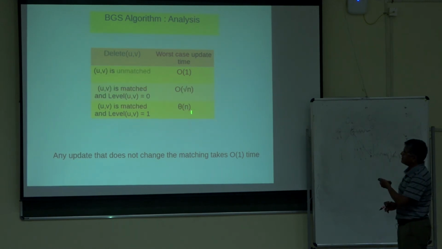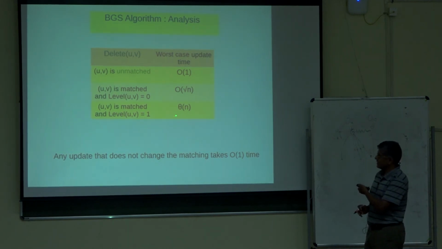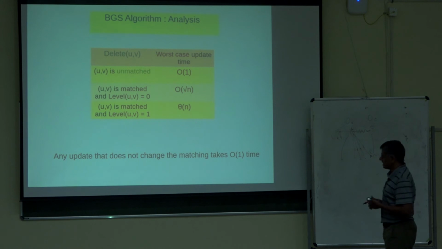So the delete is basically very expensive, especially in the case when U and V were matched and at level 1.